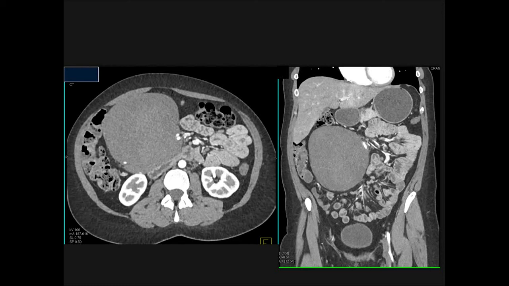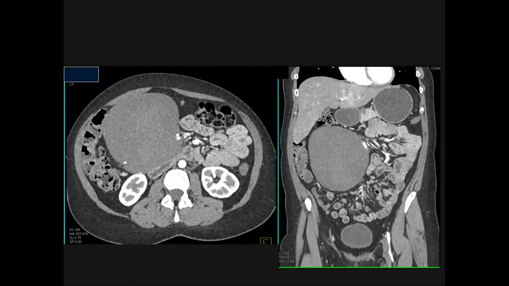To me, this is a solid tumor. The other possibility is a desmoid tumor, fibromatosis. I would have gone with a GIST tumor here or some sort of sarcoma, something coming from small bowel. This was operated on. This was a desmoid tumor.